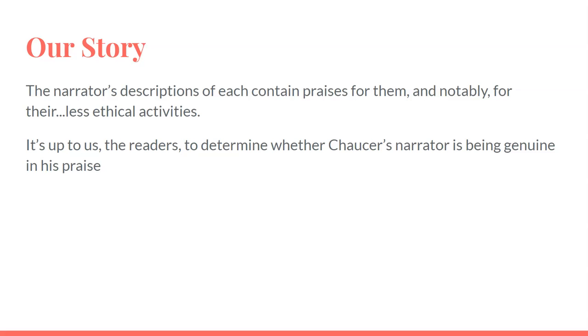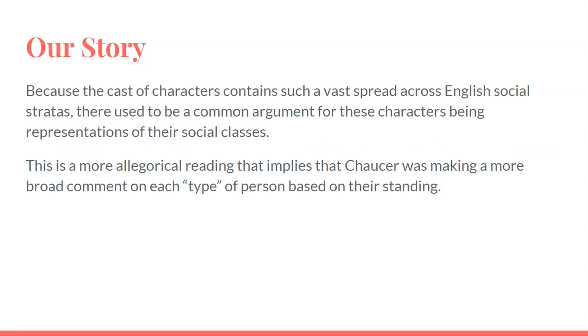So the narrator's descriptions of each character contain praises for them, and interestingly, it also praises their kind of less ethical activities. He'll go so far as to say, like, this person is really good at swindling, and that's awesome. Or, this person is more wealthy than they should be for their station in life, but they look great. So it's up to us, the readers, to determine whether Chaucer's narrator is being genuine in his praise. Like, is he being hyperbolic? Is he being sarcastic and actually criticizing these characters? Is he praising them for doing the best they can, within their social context? It's really up to us to sort of puzzle out what Chaucer's narrator is doing here.